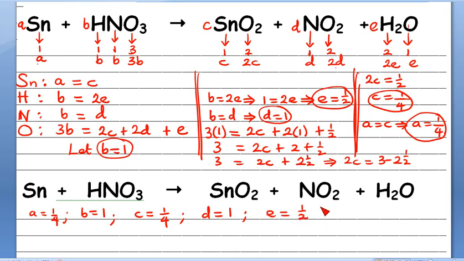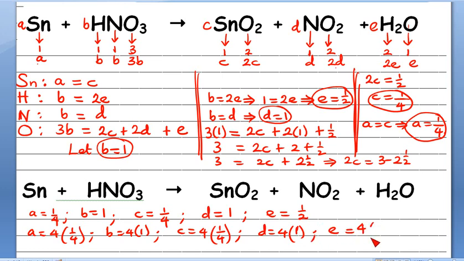Now what's the LCM of the denominators here? 4, 2. LCM is 4. So let's multiply all the values by 4 to turn them to whole numbers. So a is going to be 4 times 1 over 4. B is going to be 4 times 1. C is going to be 4 times 1 over 4. D is going to be 4 times 1. E is going to be 4 times half.